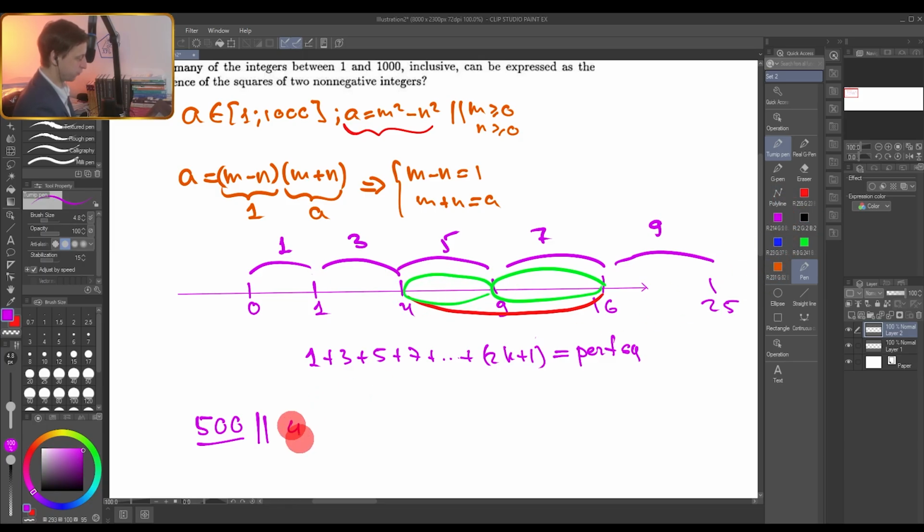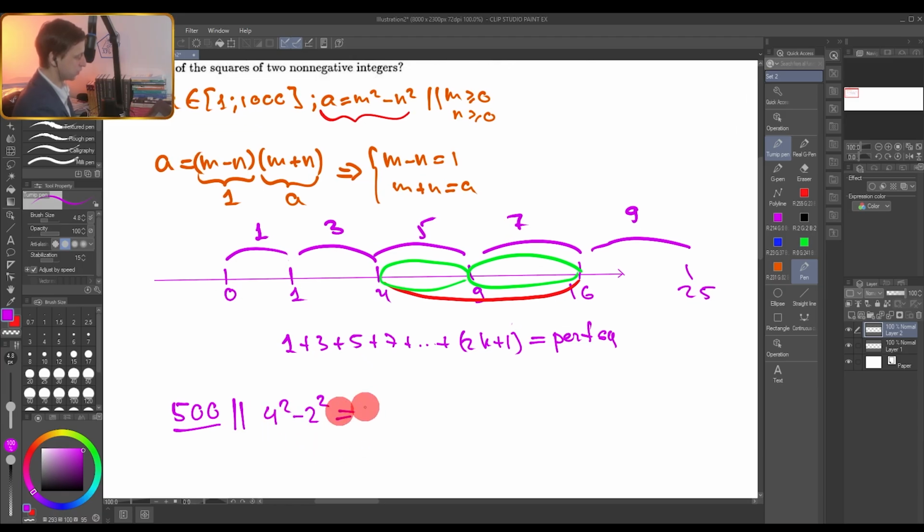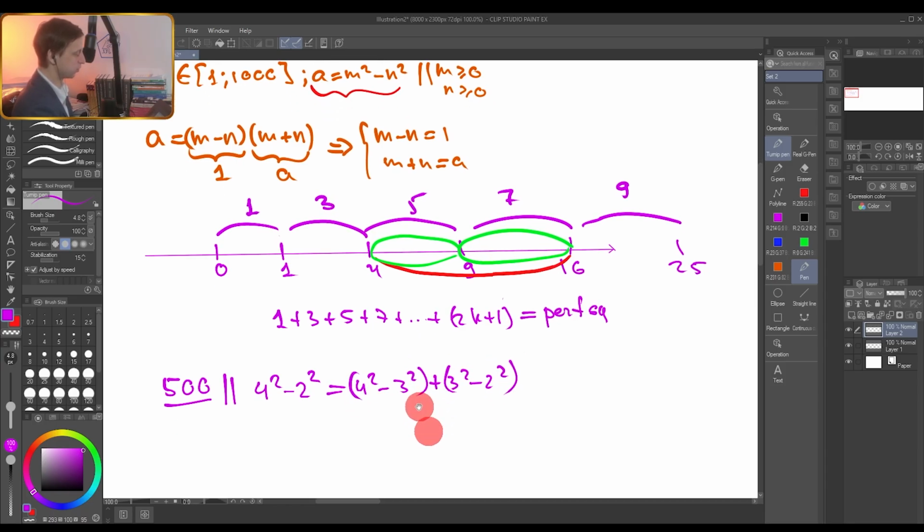So for example, 4 squared minus 2 squared, we subtract two squares, we will represent it as 4 squared minus 3 squared plus 3 squared minus 2 squared. It's also a very common thing. And this is the sum of two consecutive odd numbers. So this one is 7, this one is 5, and the sum is 12. So in general, I can even look at this difference, for example, of squares that stand not nearby, but just after 1.